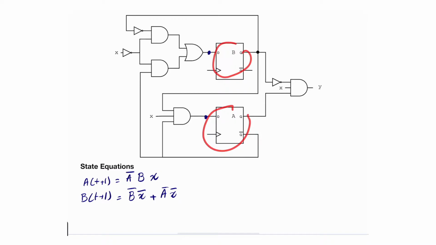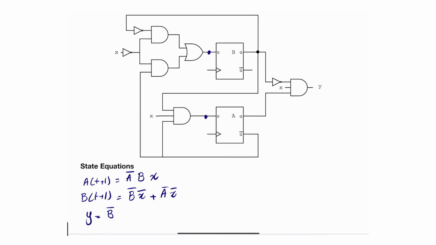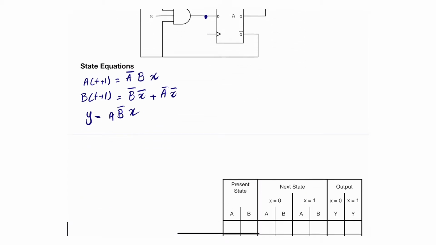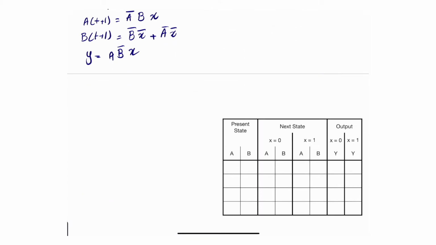And of course, I have to write the output equation for Y. In this particular case, Y is, I believe, B bar, A, and X. I'll just rearrange it so that it's A, B bar, and then X. And that's the output equation for this particular circuit. So the next step is usually to copy it, or actually I don't have to copy it, I can just leave it here. All I have to do is fill the state table.